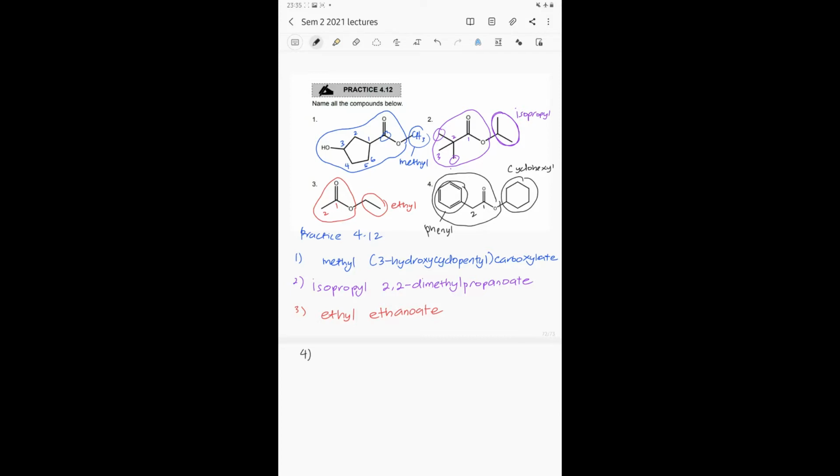For number 4, the name is, we state the alkyl group first, cyclohexyl. And then the alkanoate part, the substituent first, 2-phenyl. 2 carbons only, ethanoate.